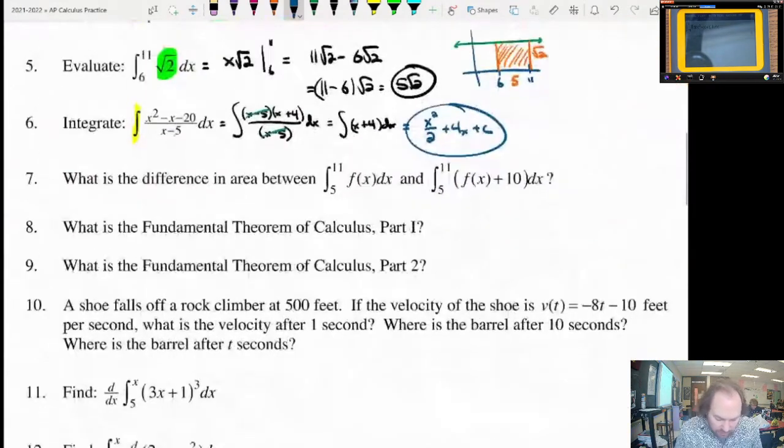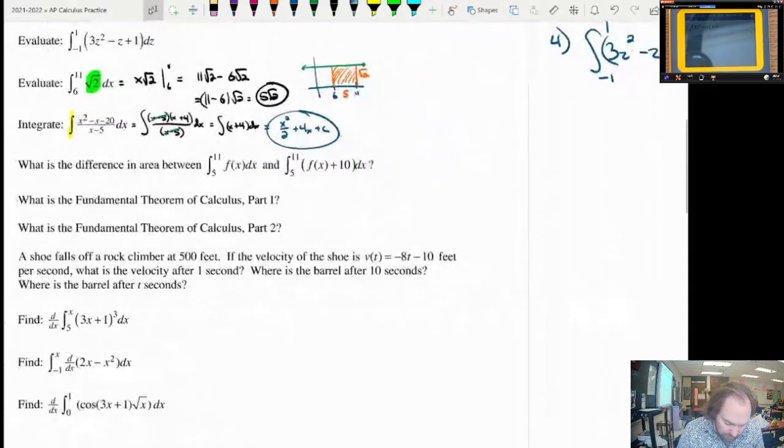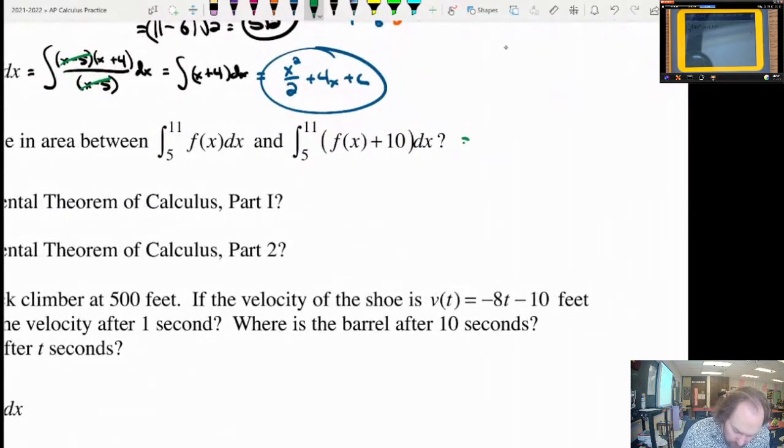Question 7 is going to ask, what's the difference in area between the integral from 5 to 11 of some function, and the integral from 5 to 11 of some function plus 10? Let's draw a picture to explain what's going to go on there. I'll tell you the answer right now. The answer is going to be whatever 6 times 10 is. 60. That's the answer. But with that answer written down, let me draw a picture to explain how I know that's going to be the case.